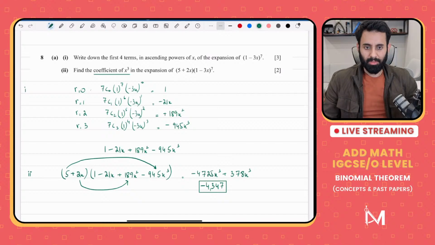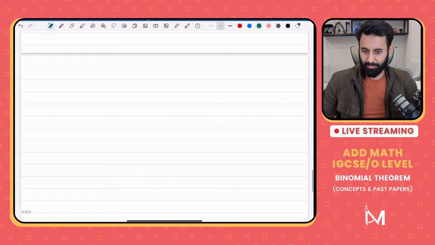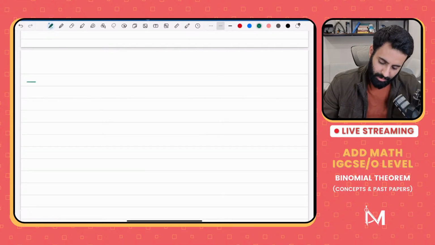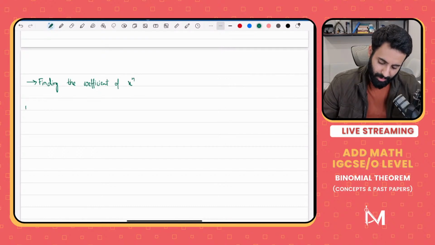All right. So now let's level up and increase the difficulty level. Actually, let's learn a new concept, which is finding the coefficient of x power n. So there are three scenarios. Yes, it is allowed, beta. Finding the coefficient of x power n, and there are three possibilities.